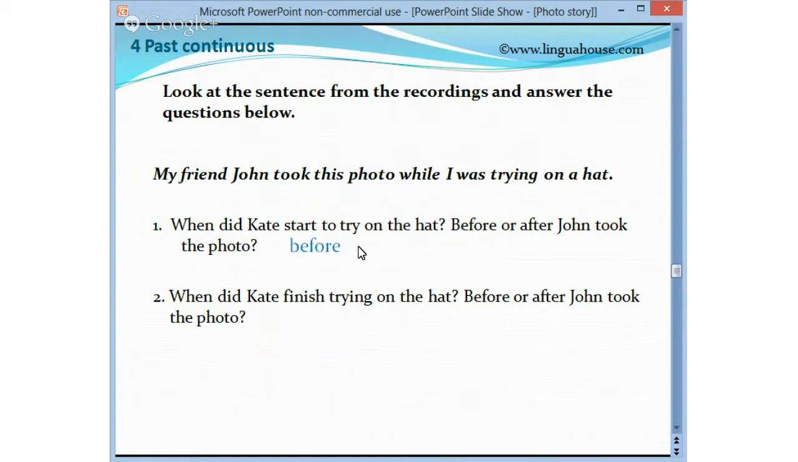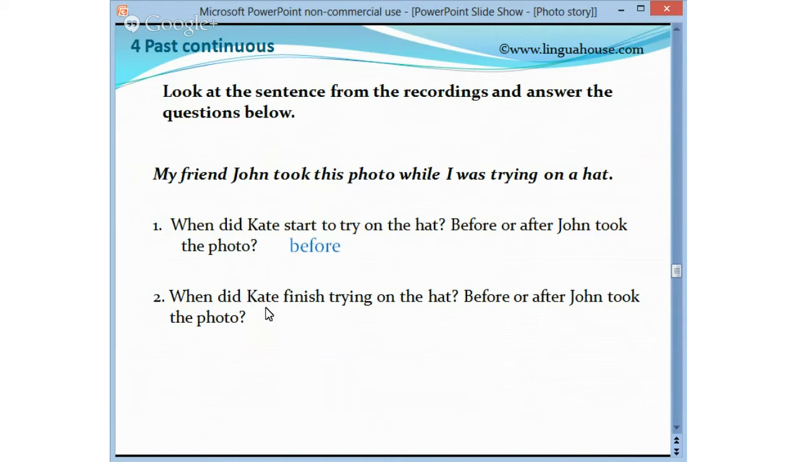So she started to try on that hat, and while she was trying on that hat, that word while lets you know that something is happening at the same time something else is happening. So she started to try on the hat, he took the picture.